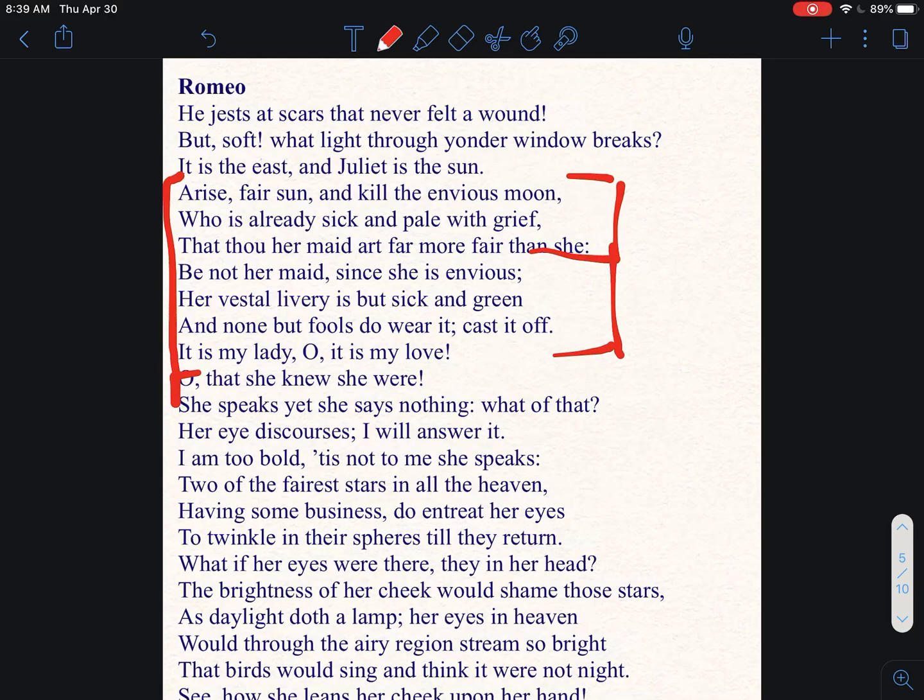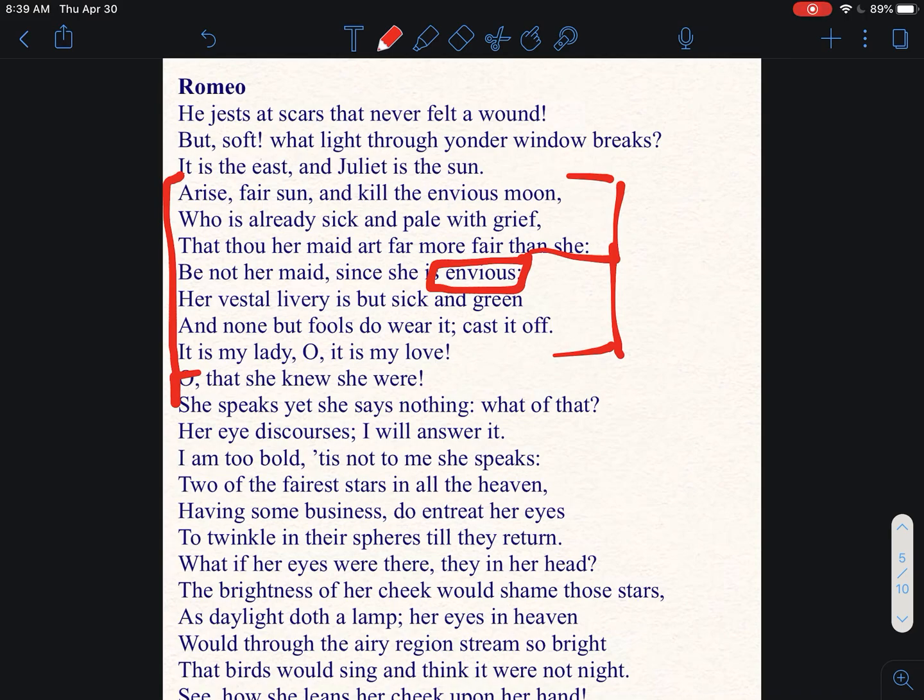Cast it off. That makes sense by itself. The clothes that she makes you wear are gross and green, which in this case is an insult, and only fools or idiots or silly people would wear that kind of clothing. Take it off. That makes a lot of sense. It also makes sense that Romeo's asking her to do that because he's really attracted to her, whether that's appropriate or not in this context. But if you connect them together, be not her maid since she is envious. Well, we know that at the end of that idea, envious is the main idea because it's the end of that phrase or that main point.